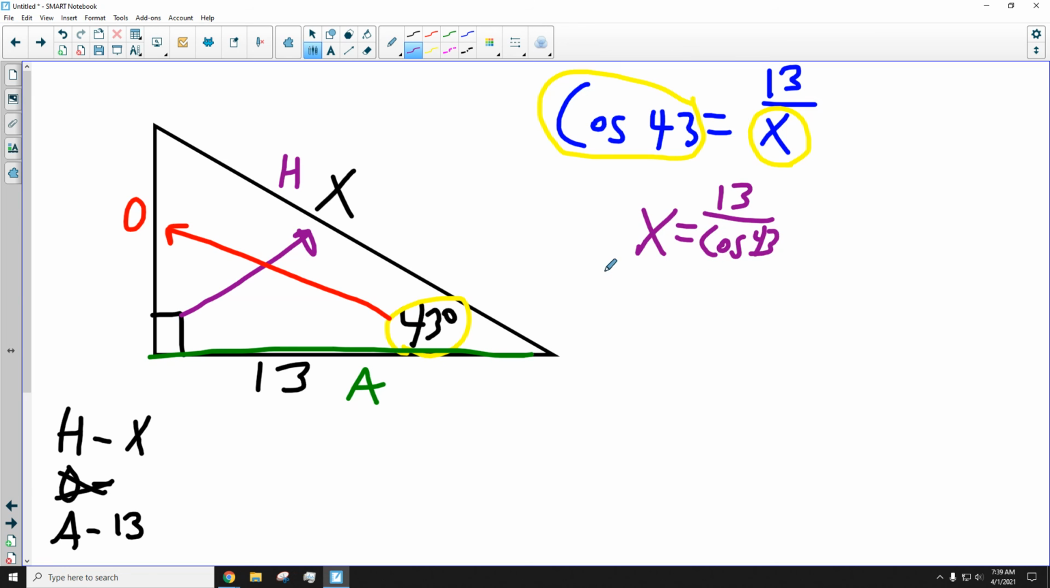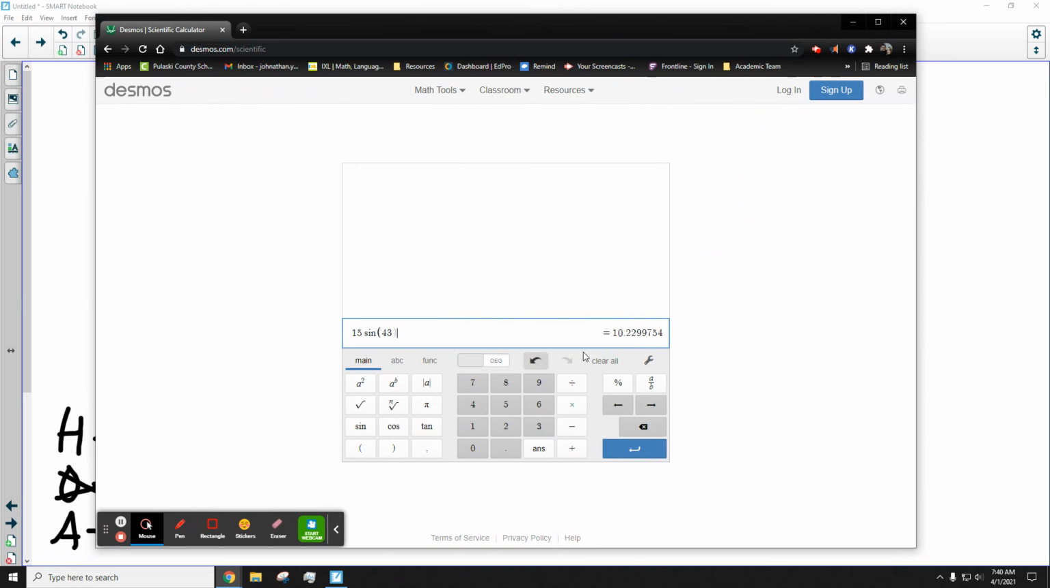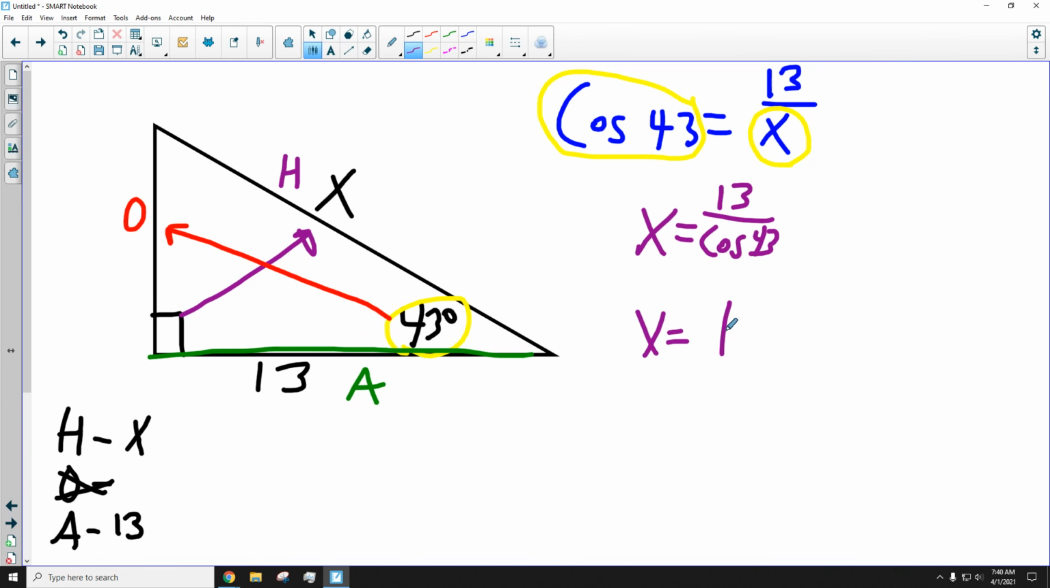And if this is confusing you, just think this. If x is on the bottom of my fraction, then I'm going to take my side length and divide it by the function of my angle. So 13 divided by cosine of 43. Which, if I go to Desmos, all I have to do is type in 13 divided by cosine 43, and my angle is 17.8 degrees. Sorry, my side is 17.8 long.